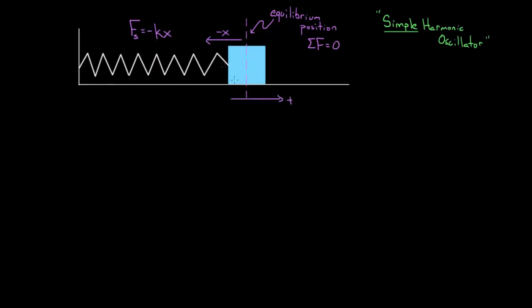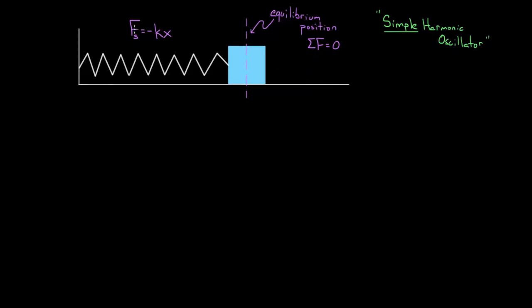And that makes sense. Restoring means it opposes what you do. If you push the mass to the left, the spring's going to push to the right. And if we did it the other way, if we pulled the mass to the right, now that would be a positive x value. Combine that with the negative, I'd get a negative spring force. And that means the spring would be pulling to the left. It's restoring this mass back to the equilibrium position. And that's exactly what an oscillator does.